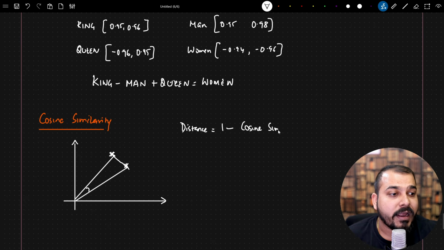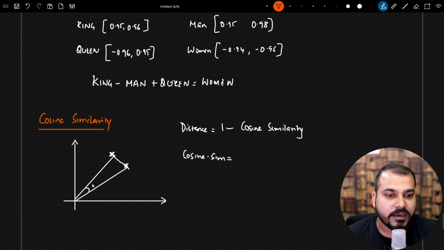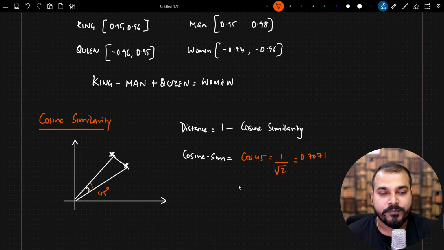Now, what is cosine similarity? This is super important to understand. I can basically say that cosine similarity is nothing but the angle between these two vectors. Let's say the angle between these two vectors, just as an example, is 45 degrees. Then this is nothing but cos 45. Cos 45 is nothing but 1 by root 2, and probably I think this is approximately equal to 0.7071. I've done the calculation. If it is wrong, just let me know.